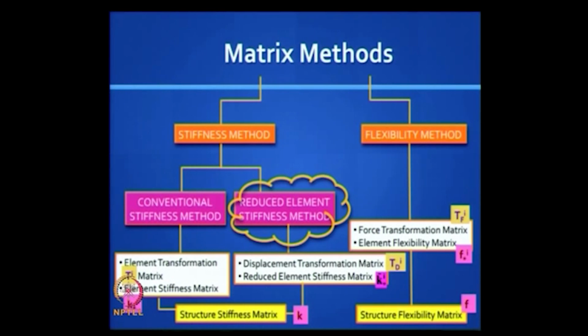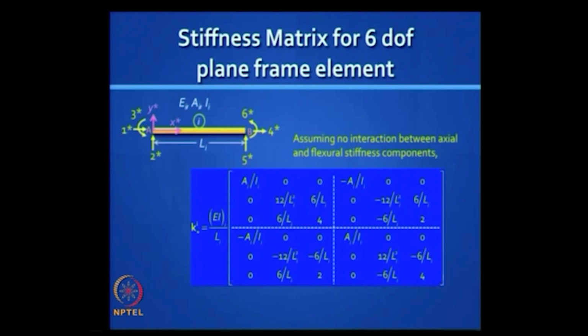So we are covering all kinds of skeletal structures, and you can clearly see there are two broad methods. There is the stiffness method, which is preferred for programming compared to the flexibility method. In the stiffness method itself, you have the conventional stiffness method, and you have a simplified formulation called the reduced element stiffness method, and that is the method we are going to discuss in this session. If you recall, this is the 6 degree of freedom plane frame element that we used for the conventional stiffness method.